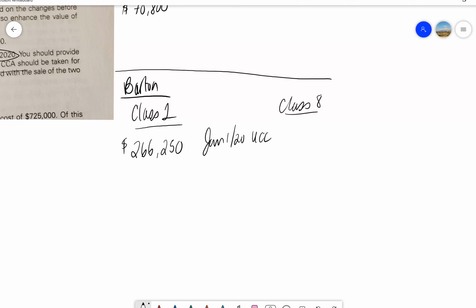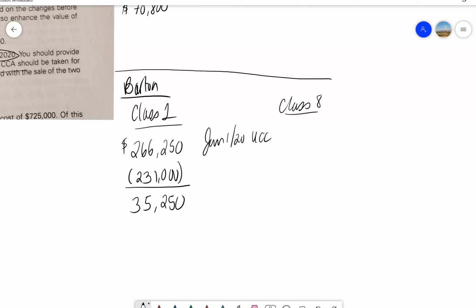And whenever we dispose of a depreciable asset, we have to deduct the lesser of cost or proceeds from the CCA class. So lesser of cost or proceeds, the lesser is going to be the proceeds of $231,000. So we deduct that. That's going to leave us with a balance of $35,250.